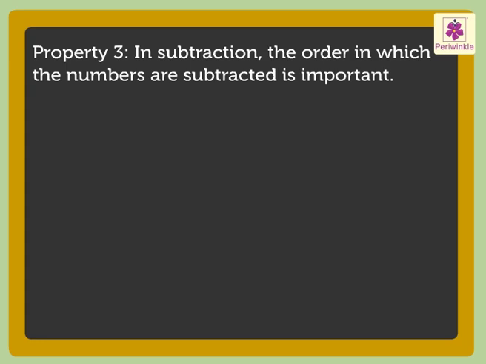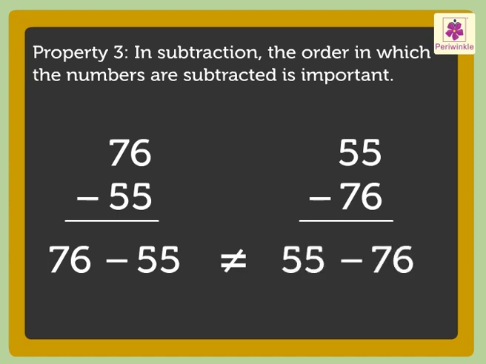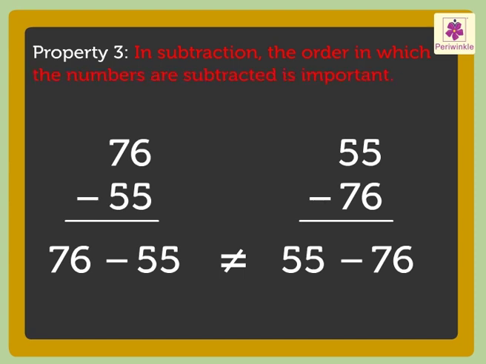Property 3. In subtraction, the order in which the numbers are subtracted is important. Let us take the numbers 76 and 55. When we subtract 76 minus 55 and 55 minus 76, we do not get the same answer. That is, 76 minus 55 is not equal to 55 minus 76. Thus, it tells us that in subtraction, the order in which the numbers are subtracted is important.